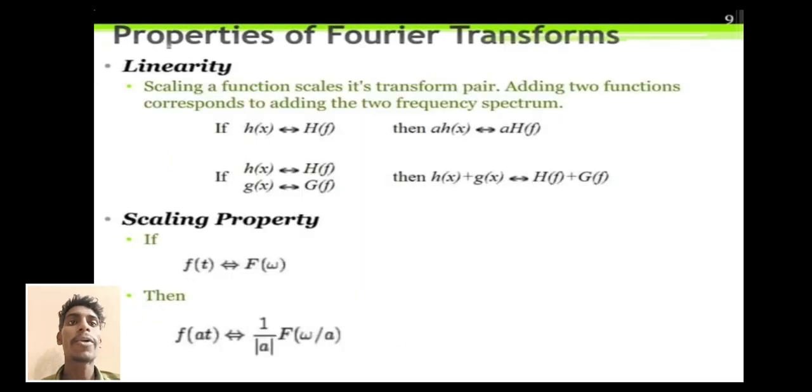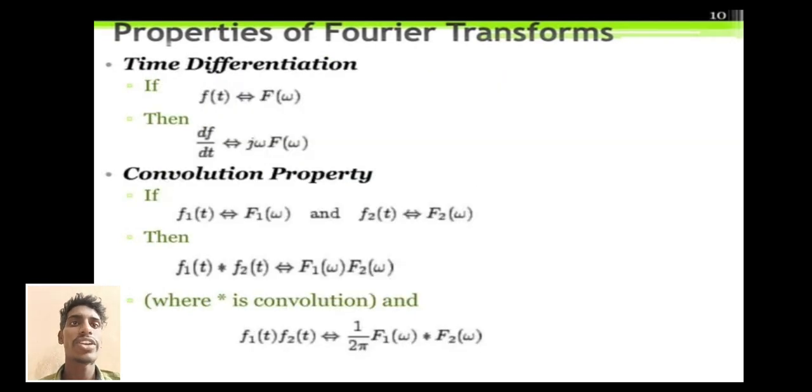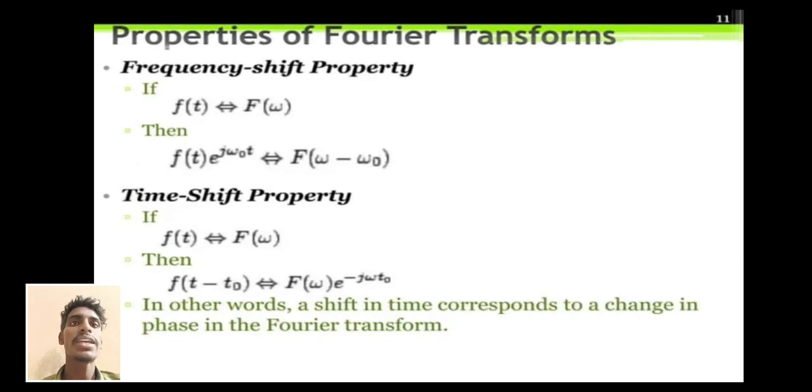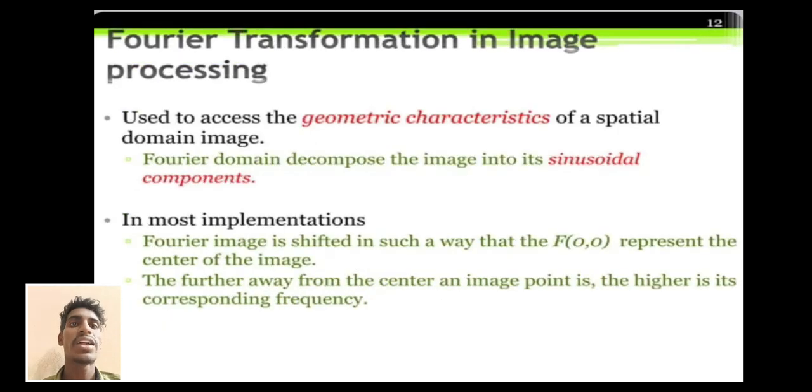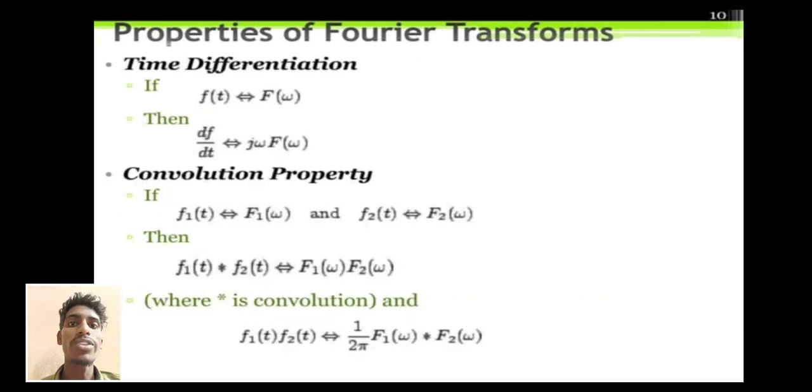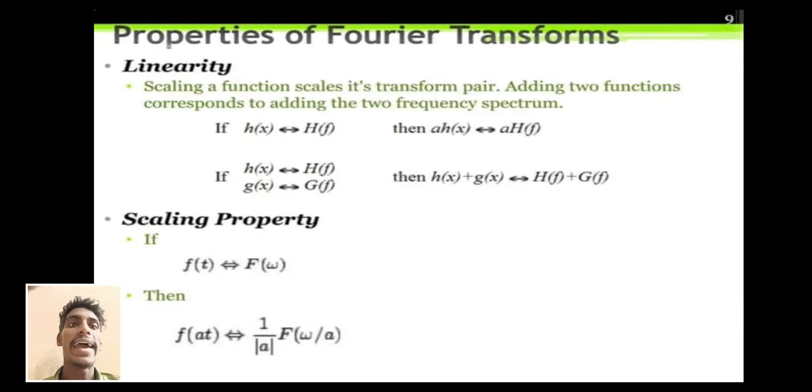Well, what are the properties of Fourier transform? The properties are linearity, scaling property, time differentiation, convolution property, frequency shift property, and time shift property. How are these properties helpful while processing problems? Linearity: scaling a function scales its transform pair, and adding two functions corresponds to adding the two frequency spectra.